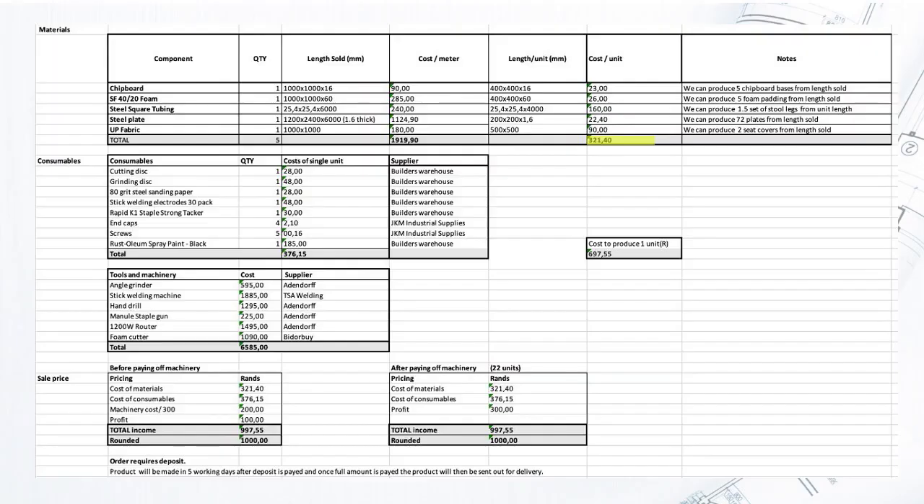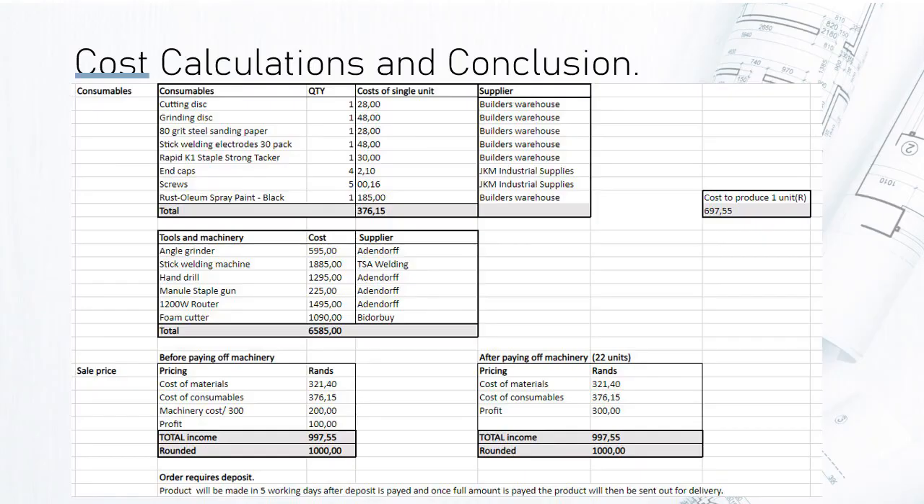In addition to the R321.40 it will cost to purchase the material, other costs need to be considered as well. These include costs of single-use consumables such as screws and end caps, as well as reusable consumables such as cutting and grinding discs. All consumables will be bought for the production of the first unit. However, the following units will be cheaper to produce due to the reusable consumables that can be used to produce numerous units.